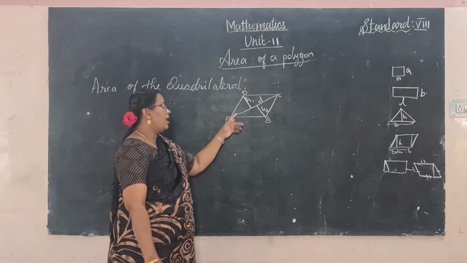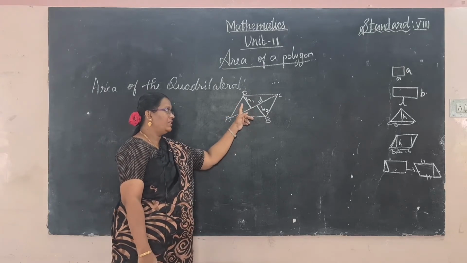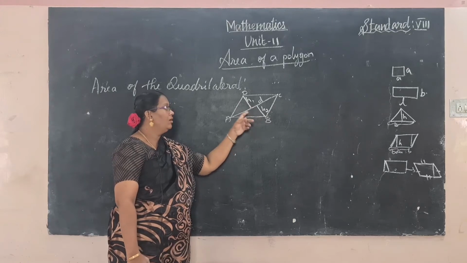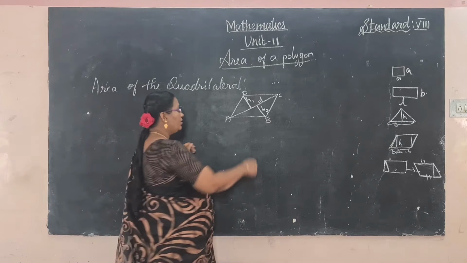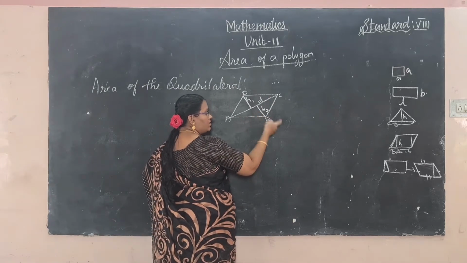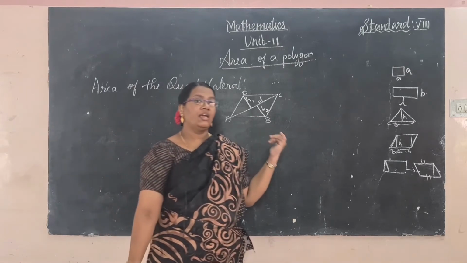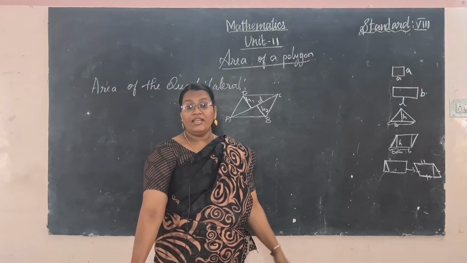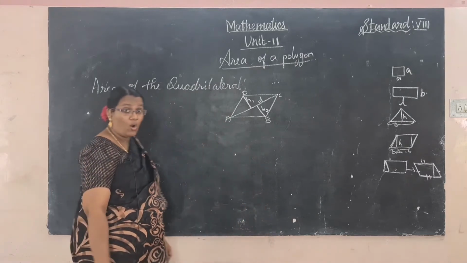So the formula: this is one triangle, here also one triangle. We are using half into base into height. Here the base value was D. So D into H1, and here also D into H2. Common one we take outside. So half into D outside, remaining H1 plus H2 within a bracket. So area of the quadrilateral.